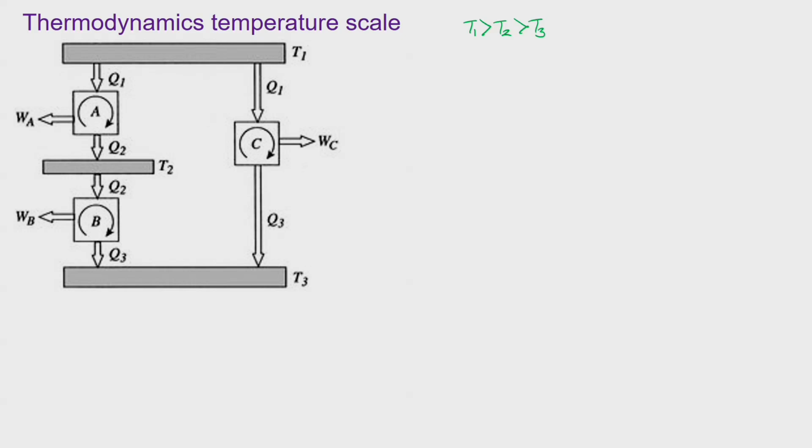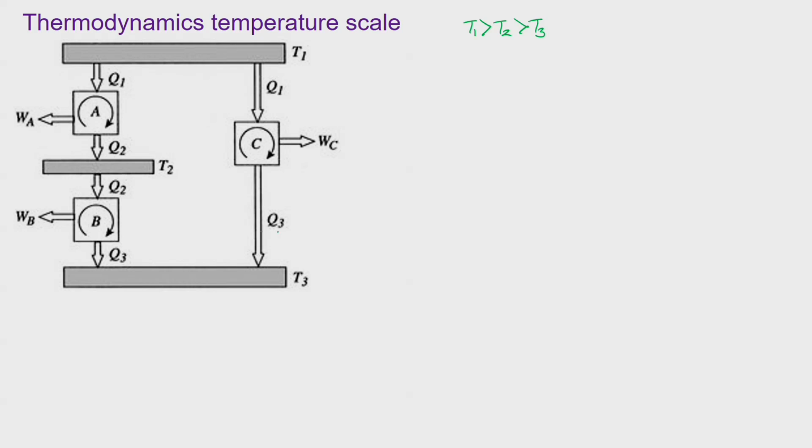A is working between T1 and T2, taking Q1 amount of heat, rejecting Q2 amount of heat to T2 and producing WA amount of work. Now, B is working between T2 and T3, taking the same Q2 amount of heat which was rejected by engine A and finally giving Q3 amount of heat to the reservoir at T3 and giving WB amount of work. And look at C, it is working directly between T1 and T3, taking Q1 amount of heat and rejecting Q3 amount of heat to produce work WC.